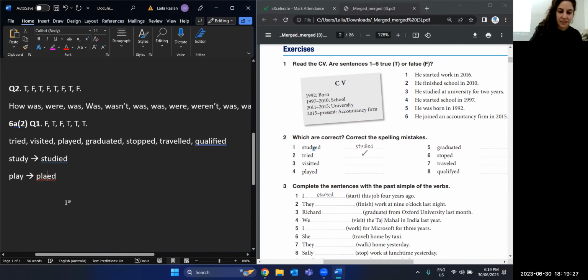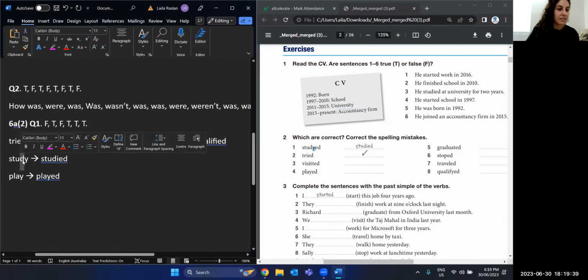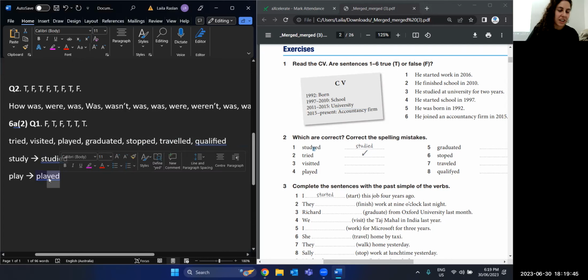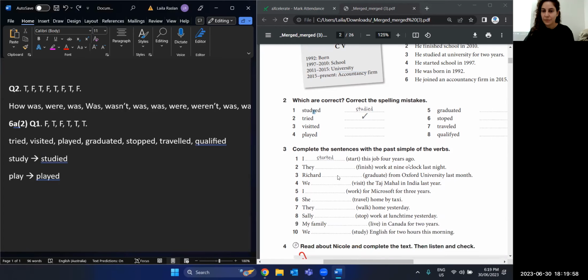So this one doesn't follow the rule. It must keep the Y because you can't have 3 vowels together. See here, it's okay because the D is not a vowel. So we can do D-I-E-D. But here, we cannot change the Y to an I because it would be 3 vowels. You cannot have that, 3 vowels together. So it's played. So just be careful. That's why.